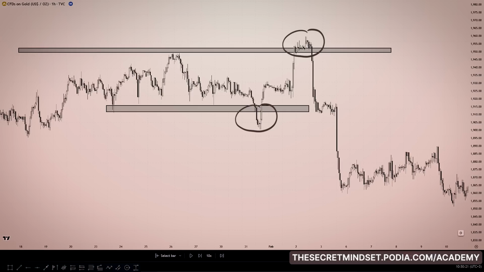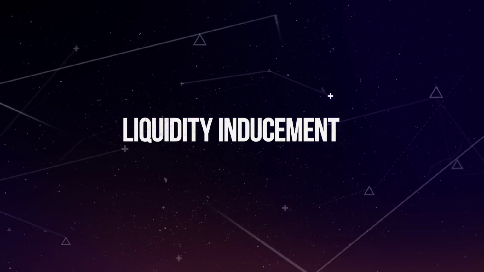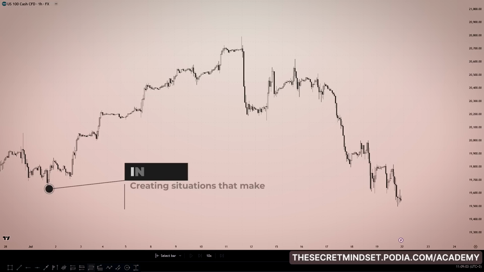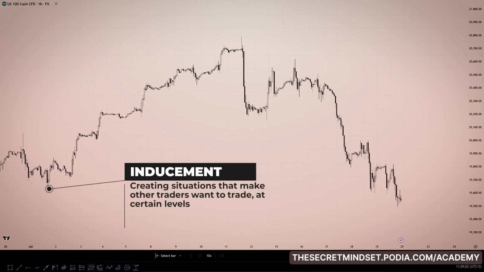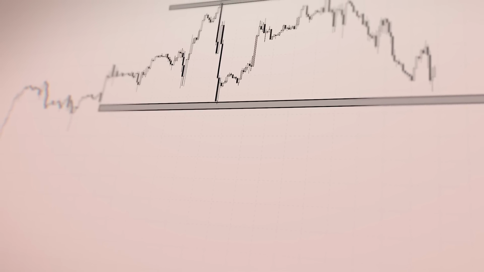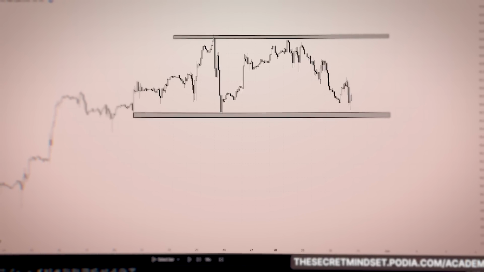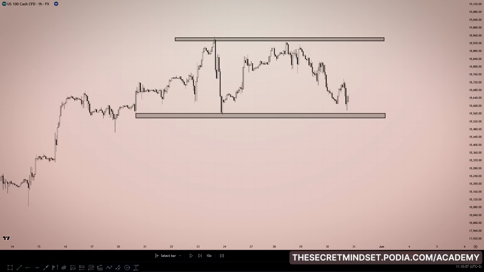Now, let's talk about liquidity inducement. Inducement is about creating situations that make other traders want to trade at certain levels. This creates available liquidity for bigger players to use when they want to enter or exit their positions. To understand this better, let's look at how the market is structured. When we look at charts, we see highs and lows.